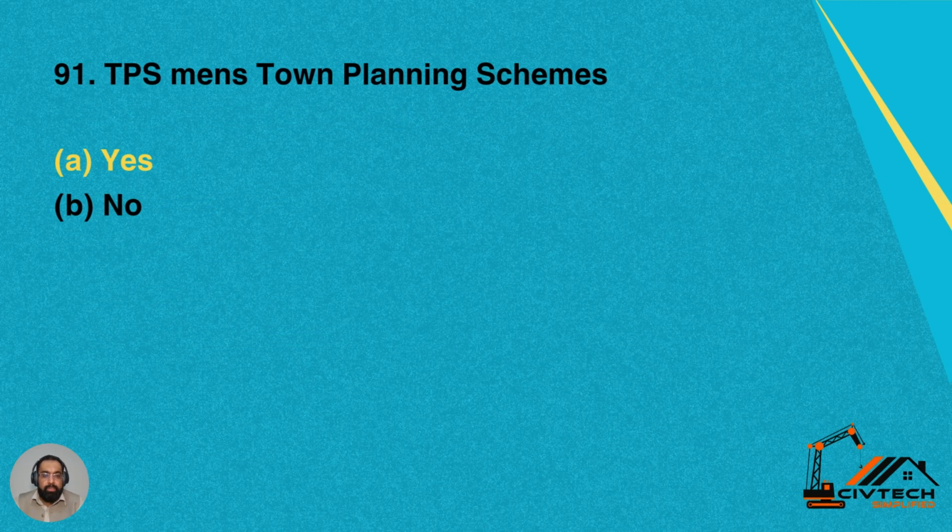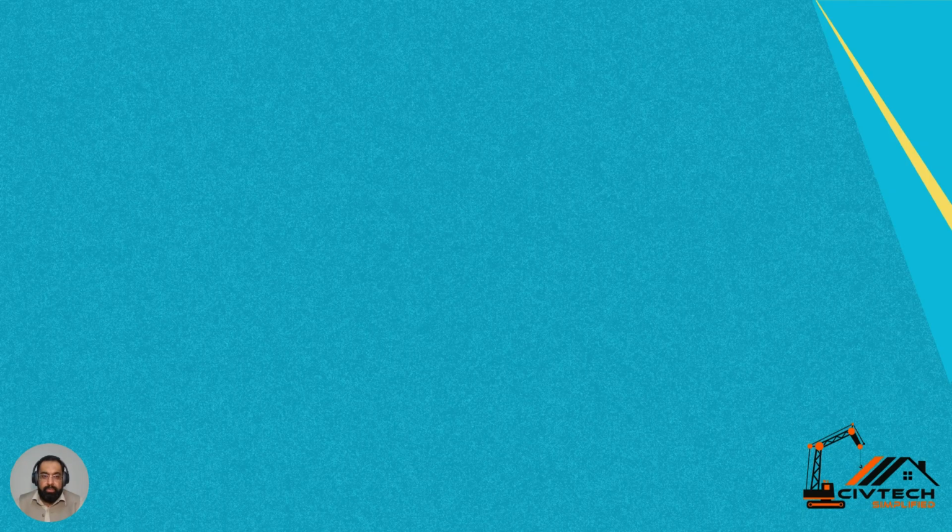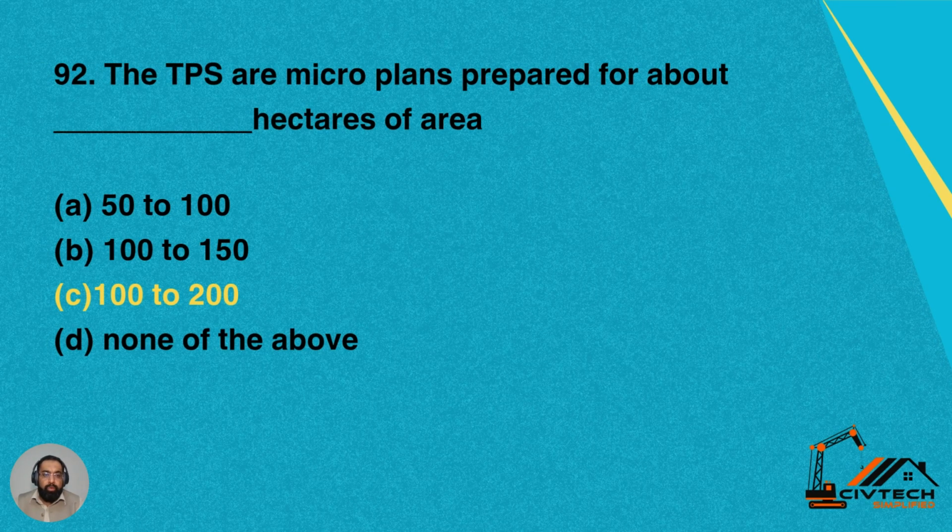Then we have question 91. TPS means Town Planning Schemes. Yes, this is correct. TPS stands for Town Planning Scheme. Option A is yes. Option B is no. So option A is correct. So TPS stands for Town Planning Schemes.